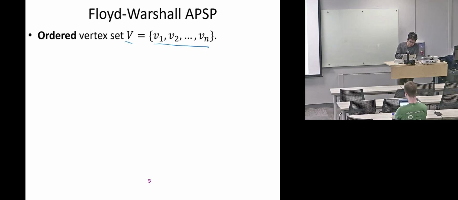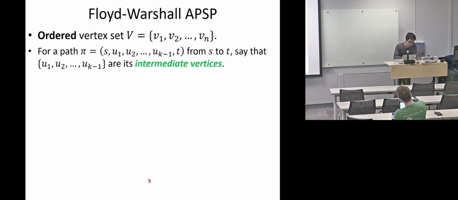And now, let me define what the intermediate vertices of a path are. Let's say that a path starts from S, ends at T, and goes through these vertices. The inner vertices here, I call them intermediate vertices, or inner vertices of this path.